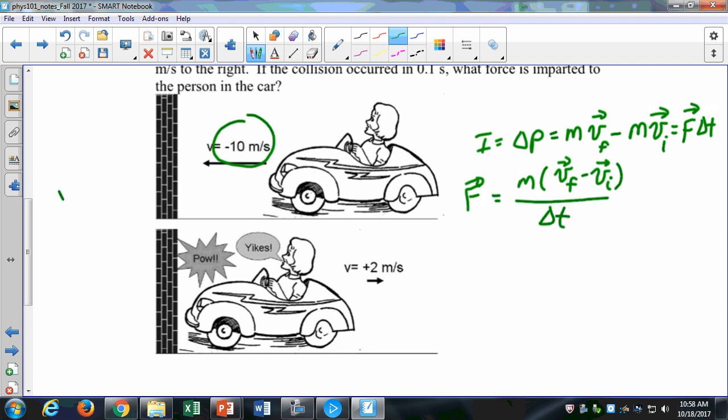This goes back to Newton's original idea that F is equal to delta p over delta t. All right, this is the same thing. This is my change in momentum. This is my change in time.